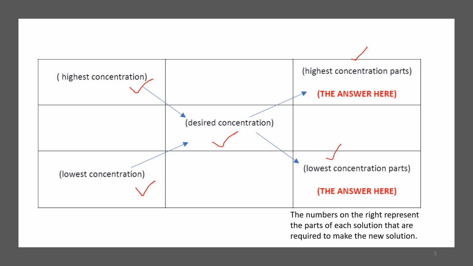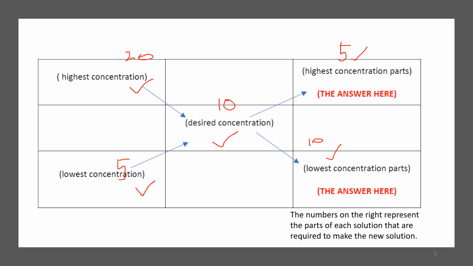So basically, for example, the highest concentration here is 20, and the lowest concentration here is 5% of compound B, and you want to prepare a concentration of 10% of the mixture. So 20 minus 10 equals 10. 5 minus 10 equals 5. There is no negative value here, even though 5 minus 10 equals negative 5, we disregard the negative sign. So basically, the answer here means 5 parts from the 20%, and the answer here means 10 parts from the 5%.